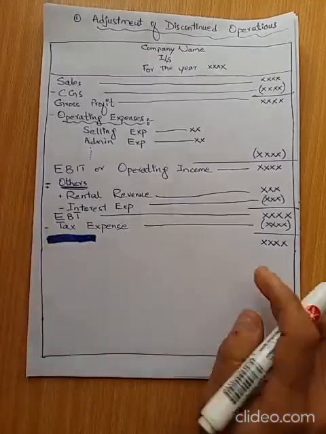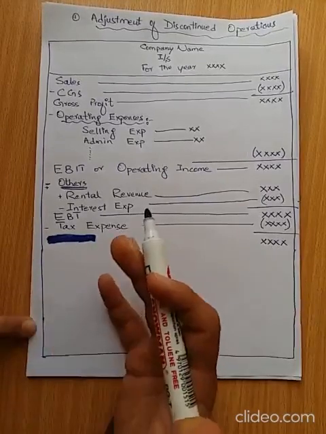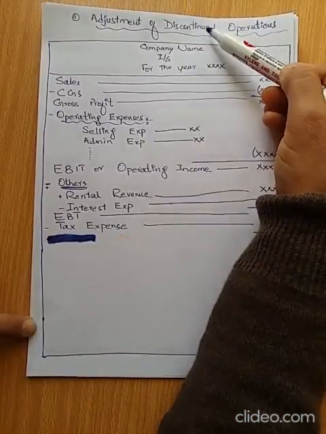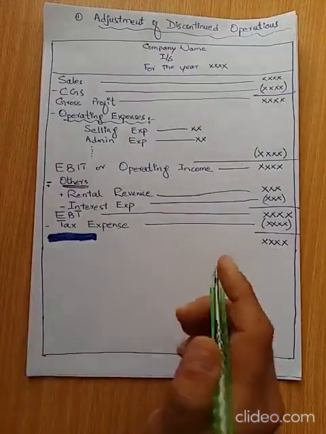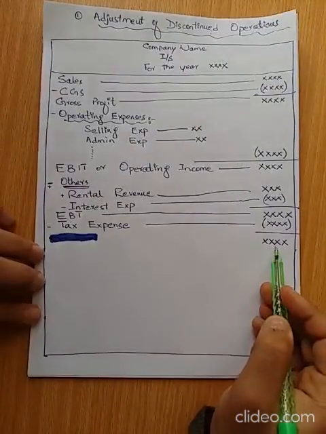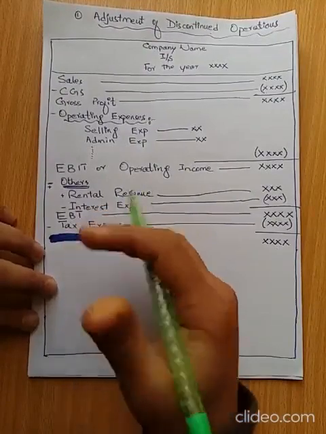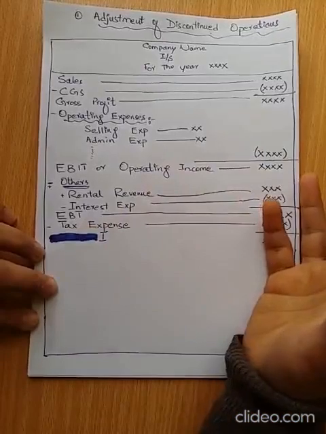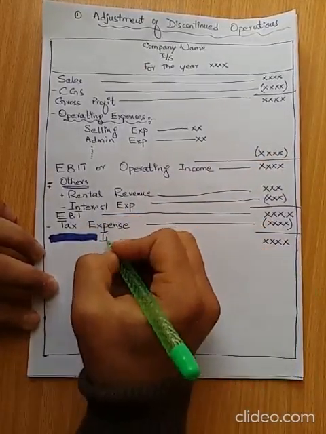So you cannot write, or you cannot name this figure as the net income. Why can you not name it? Because we have a discontinued transaction, or discontinued information, available in the question. So what do we call this figure? We would call it income from continuing operations, or you can say income before discontinued operations adjustment, okay?